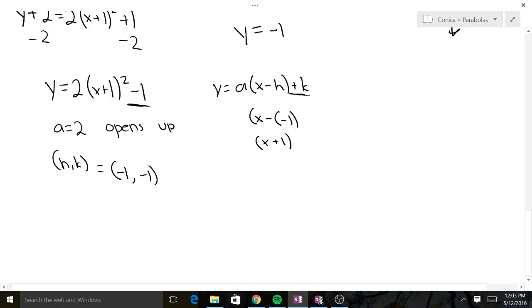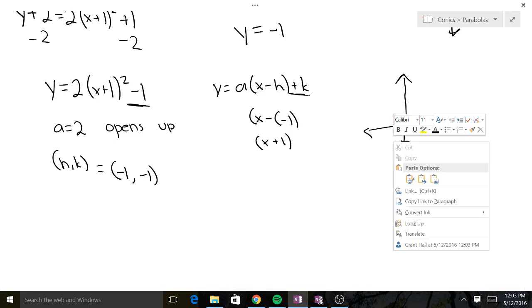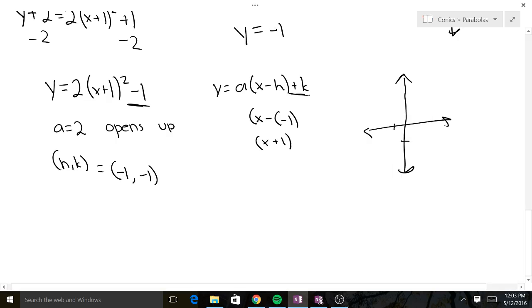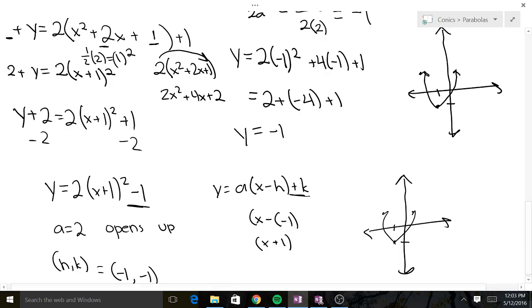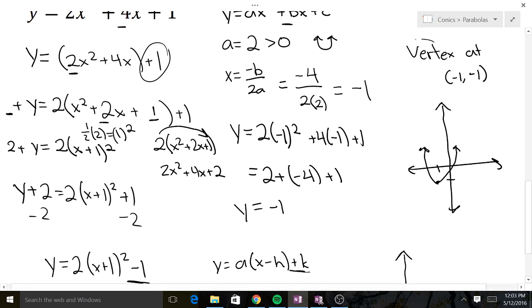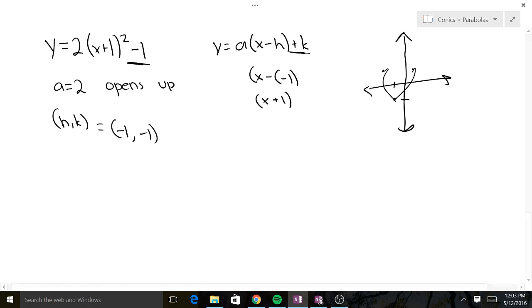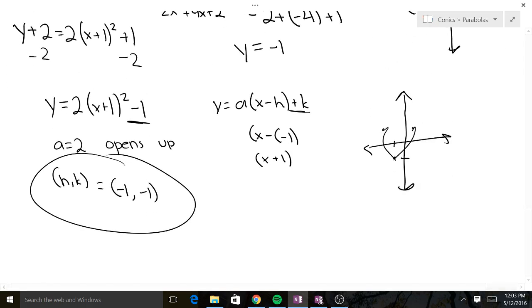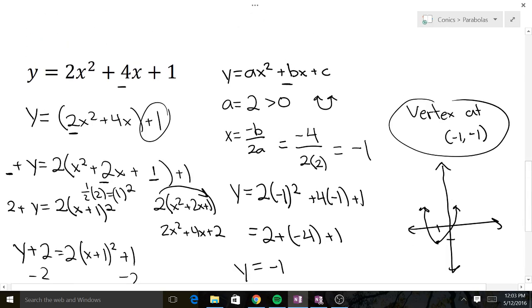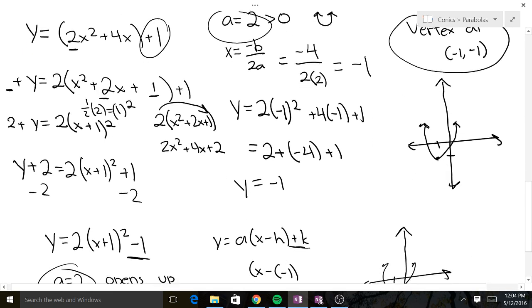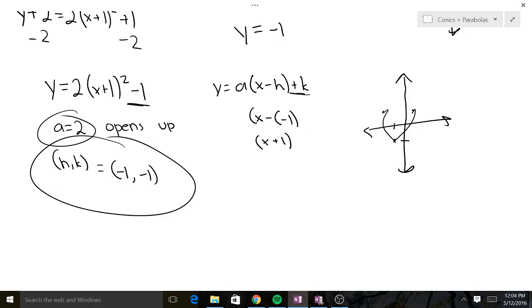So again, our graph here, after completing the square and everything, negative 1, negative 1 is our vertex. And then again, our a value is 2, so it's opening up, something like this. And then notice that's the same thing we had here. It's the same equation. Our vertex is still negative 1, negative 1, and over here, it's negative 1, negative 1. And a equals 2 in both cases. So just notice that either way you solve it is the same solution.